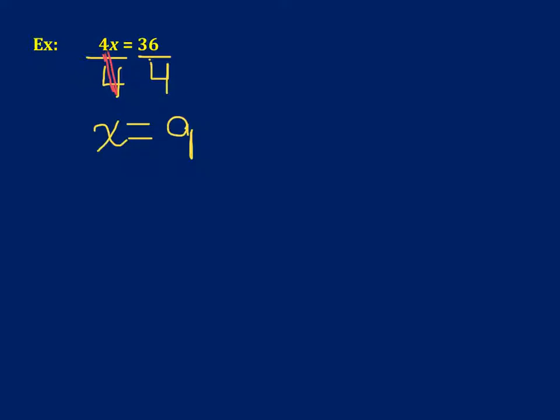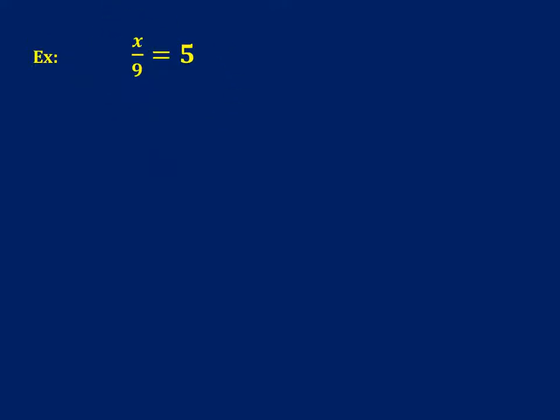And then if you go back and check by doing 4 times 9, because that's what would go in the place of x, you'd get 36. In this example, the number that has to be moved away from x is the 9, and since it's a fraction, that means 9 is dividing x. So to get rid of the 9, we're going to multiply.